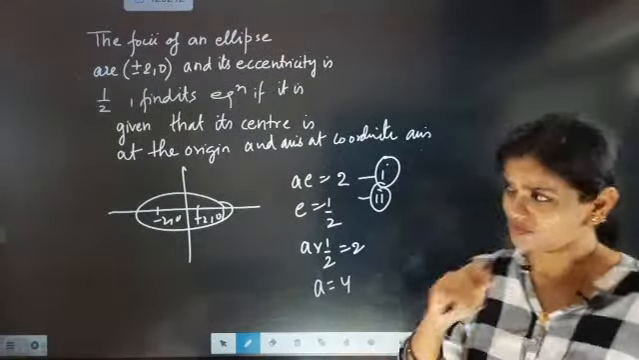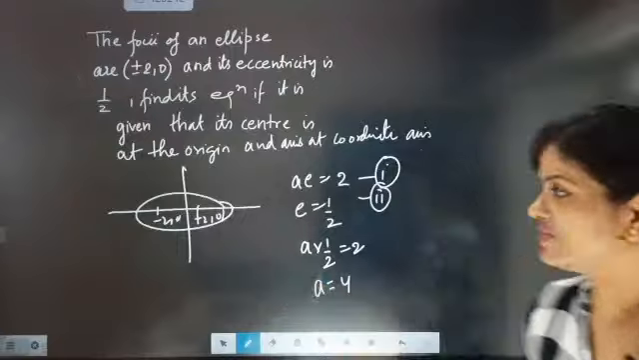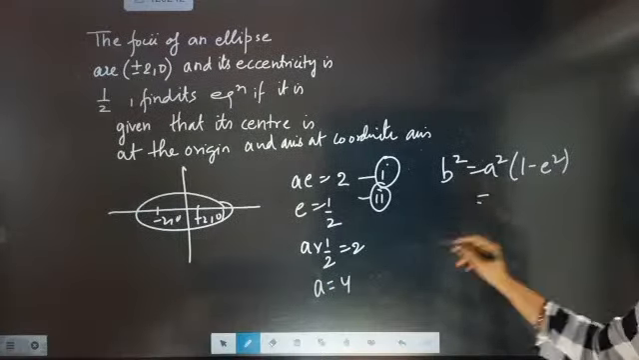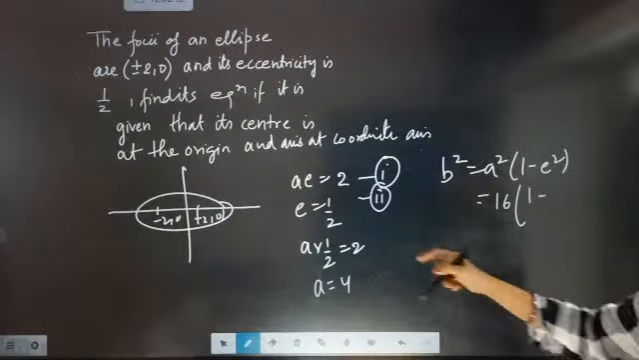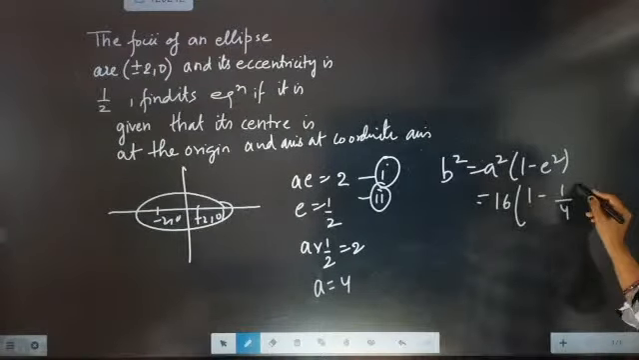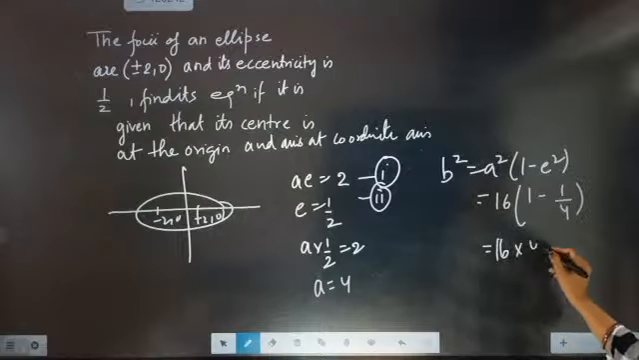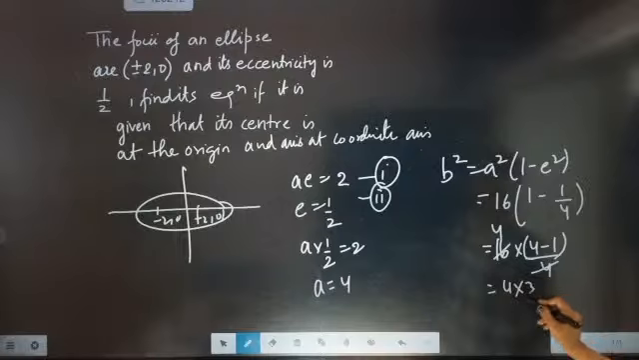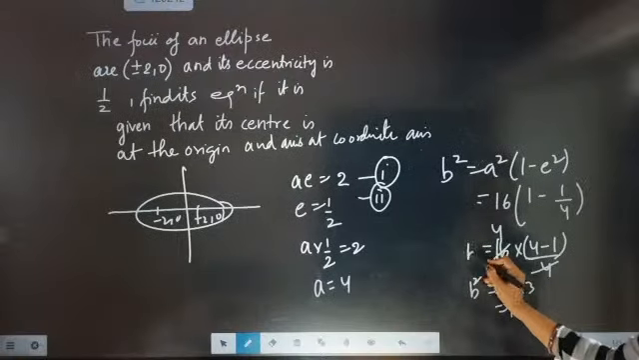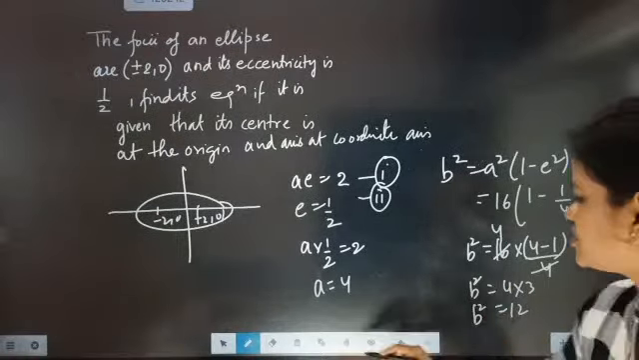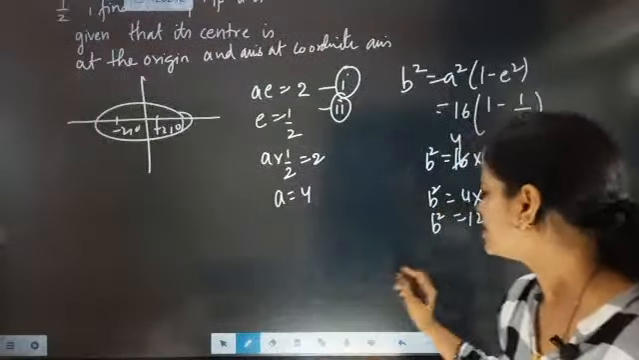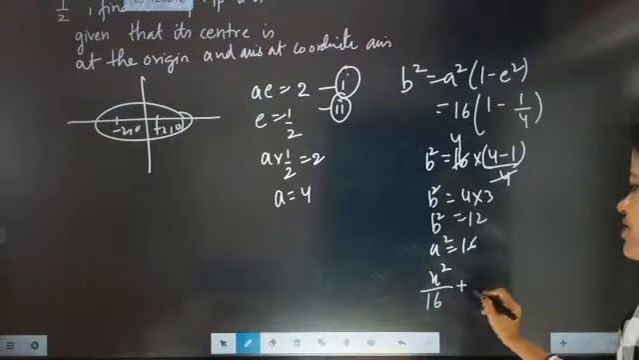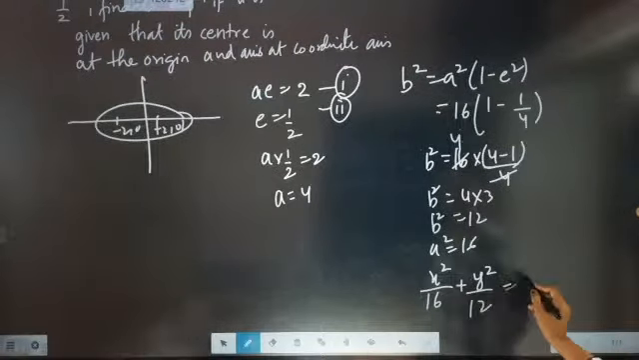Since the major part of the ellipse is resting like this, B square will be equal to A square into 1 minus E square. A is coming as 4, so 16 into 1 minus 1 by 4. So 16 into 3 by 4, so 4 into 3 is coming as 12. So B square is coming as 12 and A square will be coming as 16. So the equation will become x square by 16 plus y square by 12 equal to 1.